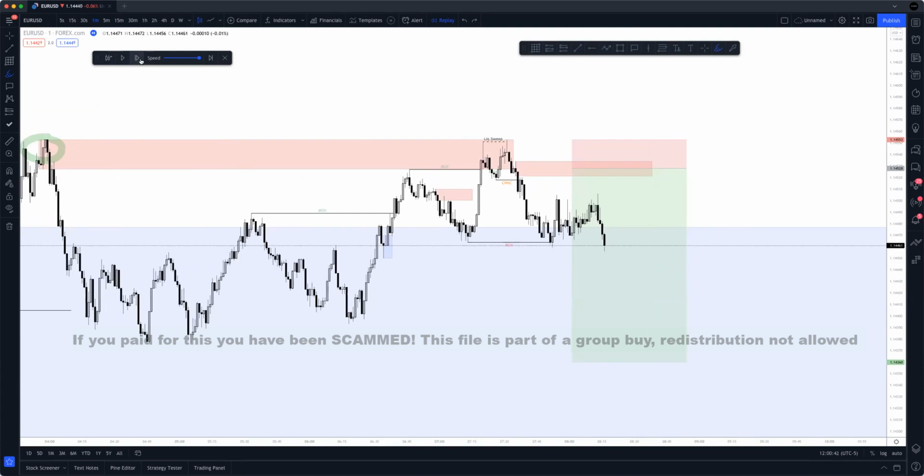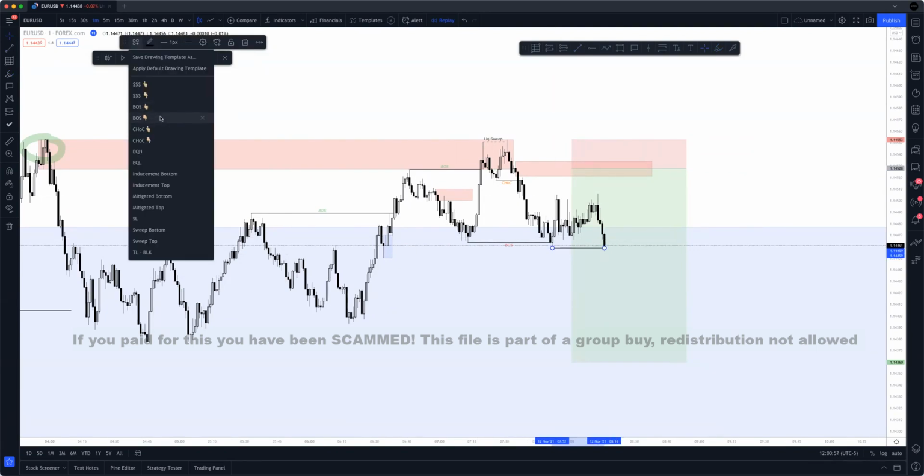Okay, so here's where things get interesting, right? So now what do we do? Really, we're just kind of printing equal lows. They're very, very small breaks of structure, but they're still there, right? So we have another BOS. So let's just mark this in. Break of structure to the downside.